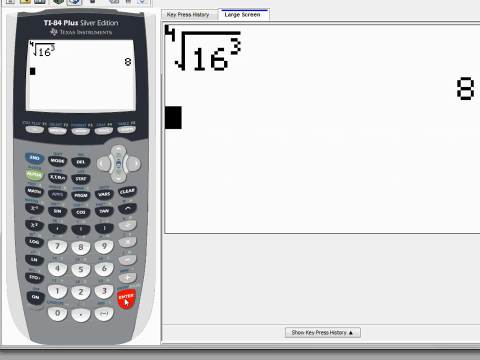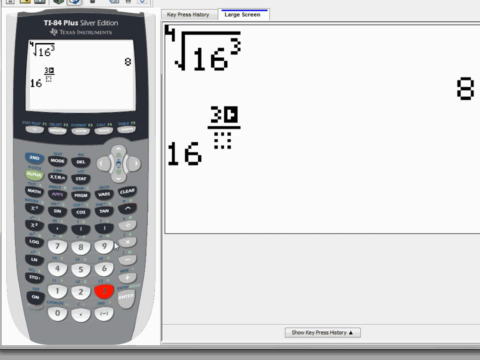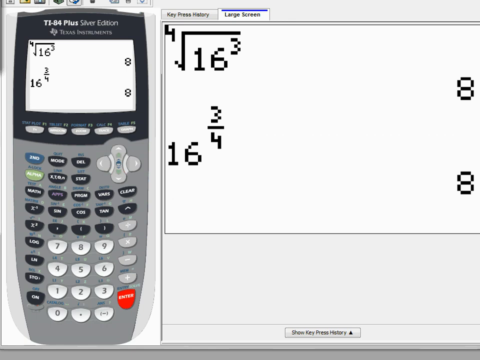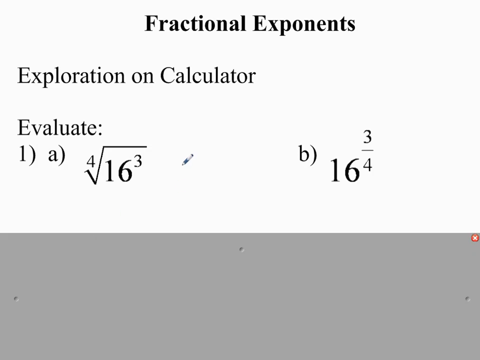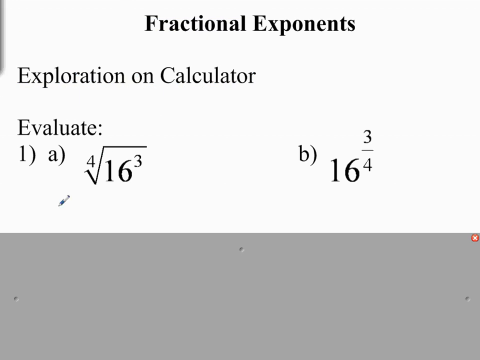That's your number. Then I'm going to do 16 to the exponent, that is a fraction, 3/4. Not quite. I didn't really want to do it that way. Let me get the 4 down the denominator, like that. Okay, they're both 8.